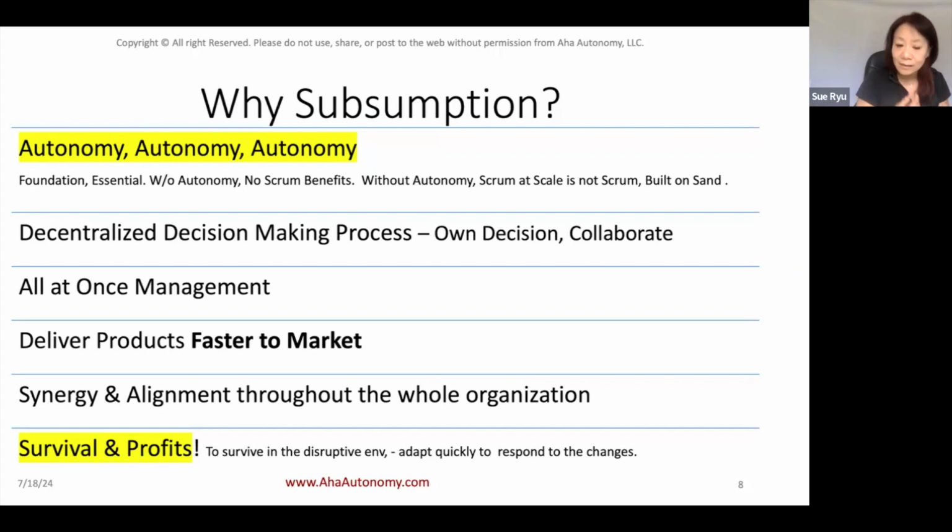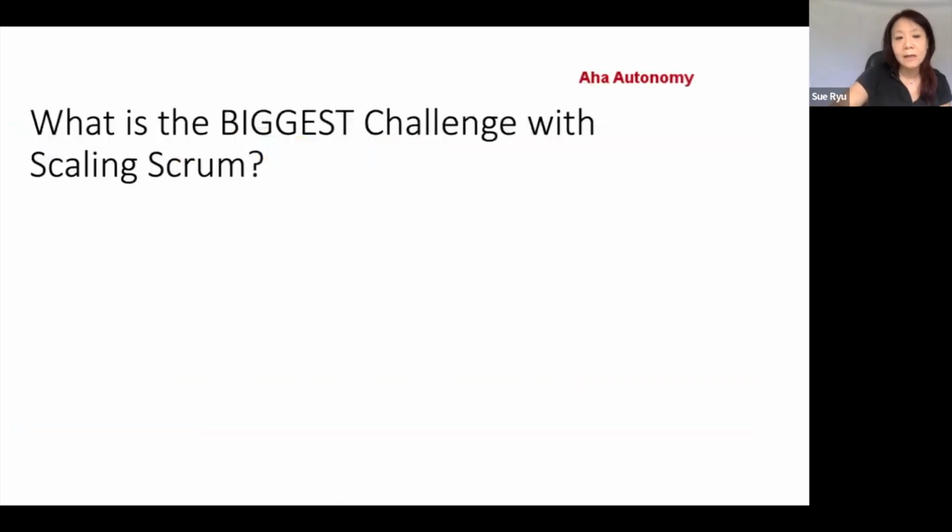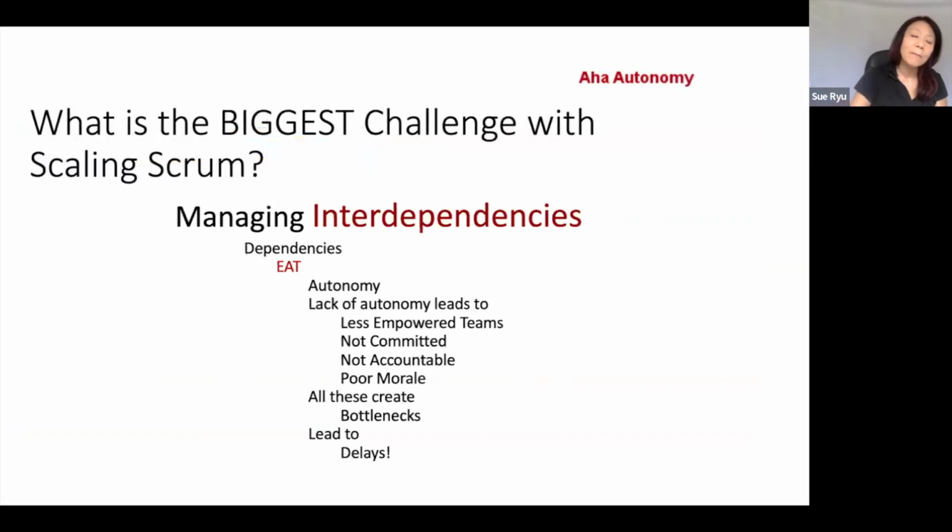Because we live in a very disruptive environment, and for an organization to survive in this kind of environment, they need to learn how to adapt quickly to respond to all the changes. So what do you think is the biggest challenge with scaling Scrum? There may be many reasons, but I believe it is managing interdependencies. Because we have multiple teams working together, we need to create an environment so that they do not step on each other. If we don't manage this very well, a lot of times it leads to a dependency nightmare.